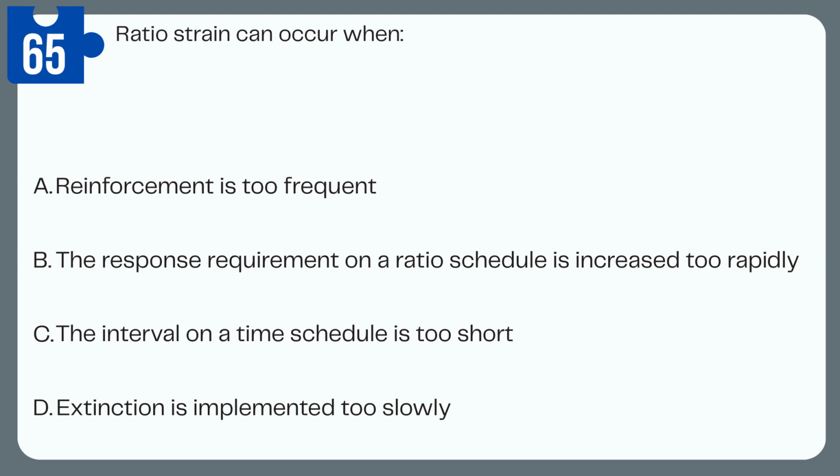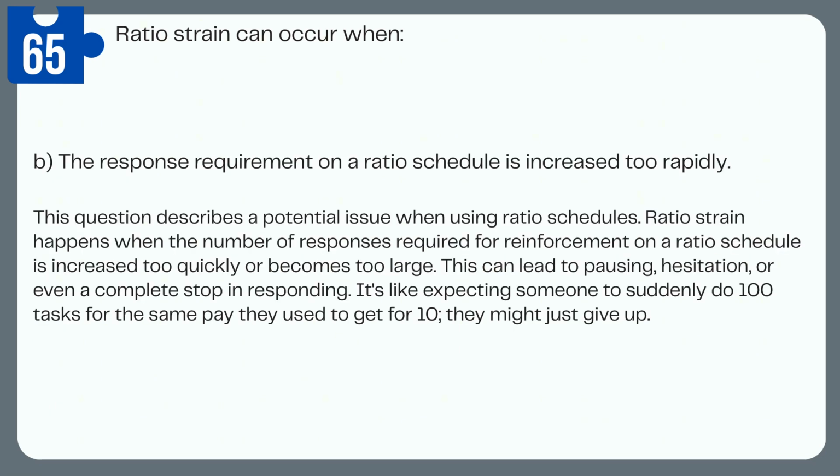Question 65. Ratio strain can occur when A. Reinforcement is too frequent. B. The response requirement on a ratio schedule is increased too rapidly. C. The interval on a time schedule is too short. D. Extinction is implemented too slowly. Answer. B. The response requirement on a ratio schedule is increased too rapidly.